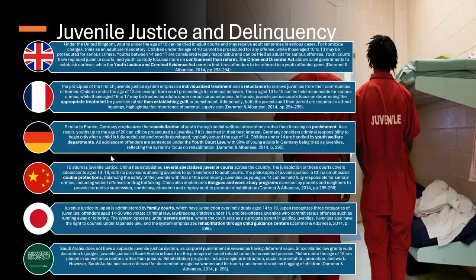However, in China, juveniles as young as 14 can be held fully responsible for serious crimes, while in Saudi Arabia, there is no separate juvenile justice system, with males under the age of 18 being subjected to the same punishments as adults. These include harsh punishments such as flogging.